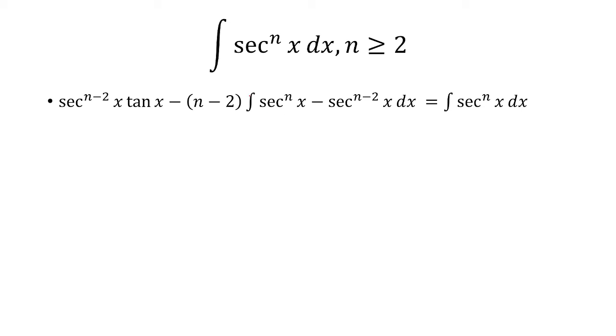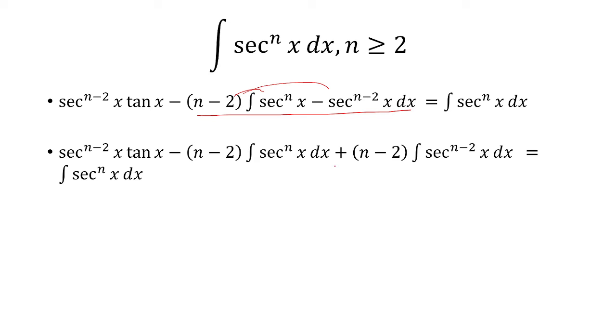So now I'm going to break up this integral here into 2. So think of it as like distributing the n minus 2 to both pieces and then breaking it up into 2 separate integrals. So recall that this is a minus, so this will be minus n minus 2 times the integral of secant to the nth power. And then a minus and a minus gives me a plus, and then n minus 2 times the integral of secant to the n minus 2 power.